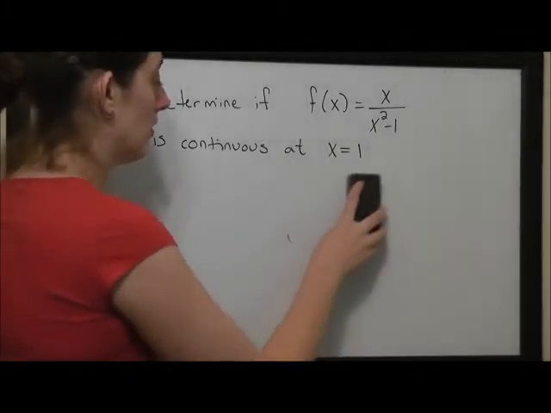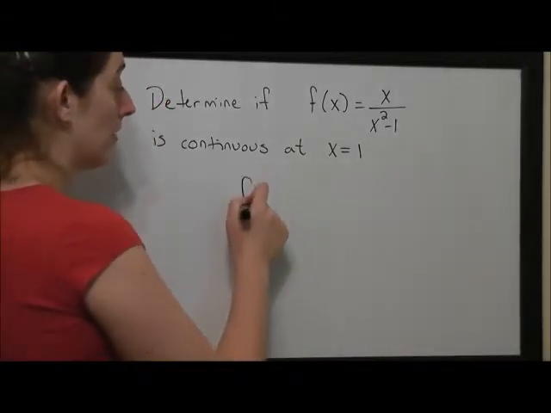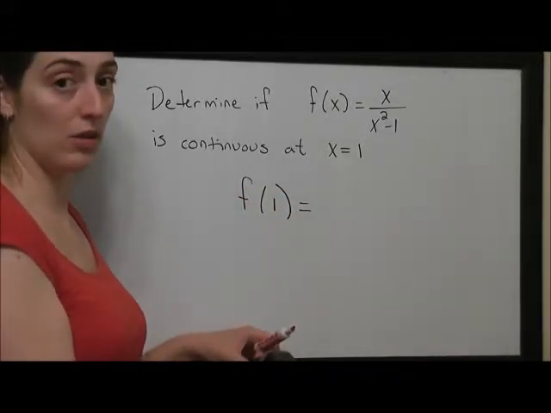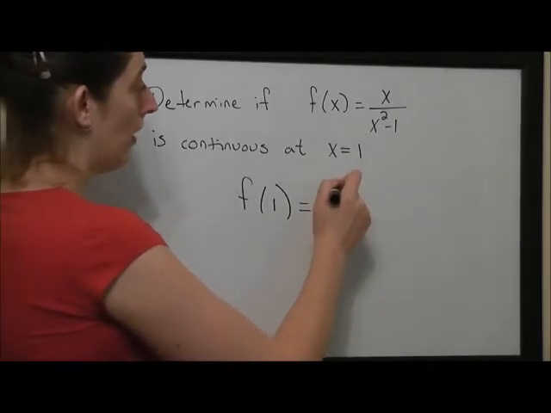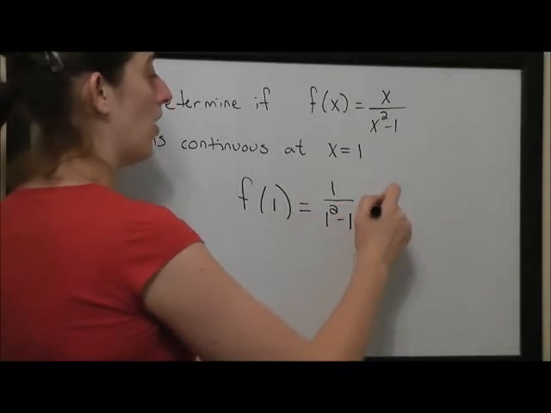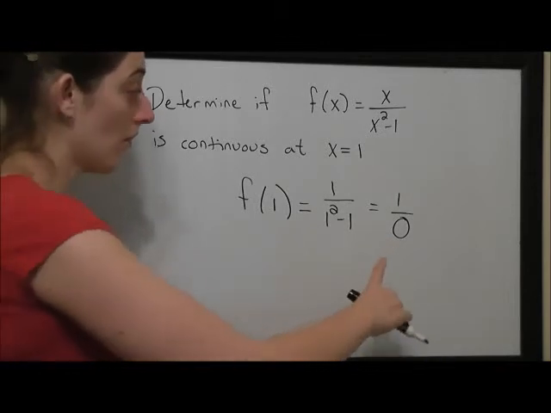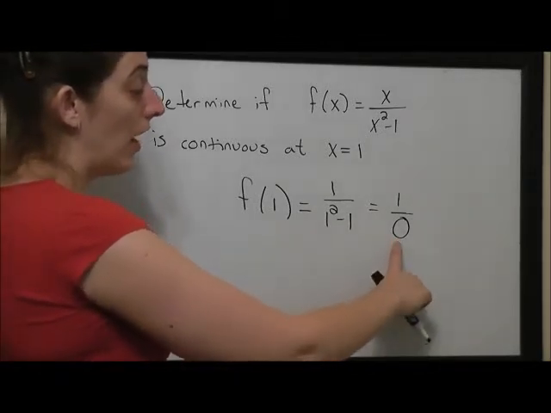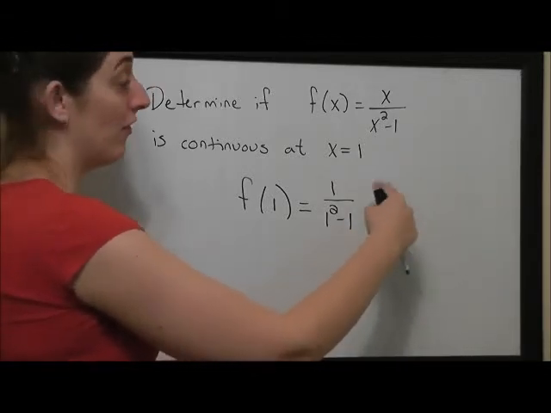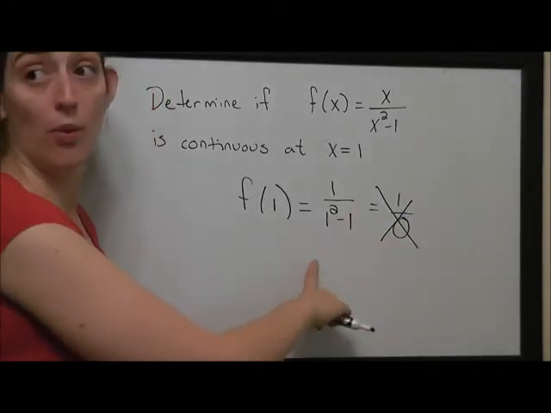So the first thing we're going to check is, is there a point? To do that, I'm just going to plug 1 in and see, does my function have a value at that point? So if we plug 1 in, we'll have 1 over 1 squared minus 1, which is 1 over 0. Because we have 0 in the denominator, this does not have a value. And since it has no value, that means there's no point here.